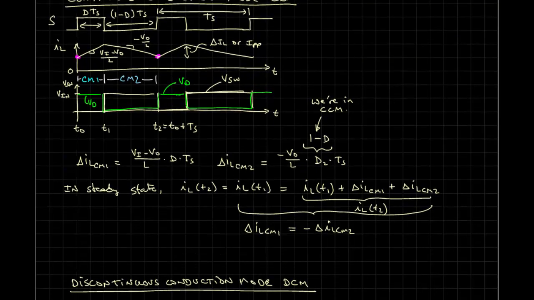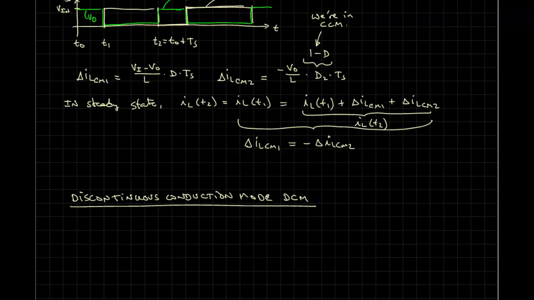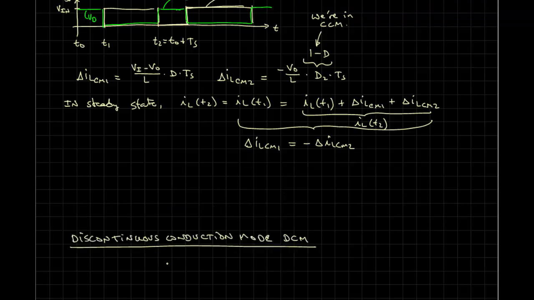In other words, by however much the current rises here, it must fall by the same amount during the off time, so that we actually end up at the same starting current on the next cycle, and that's what defines steady state.